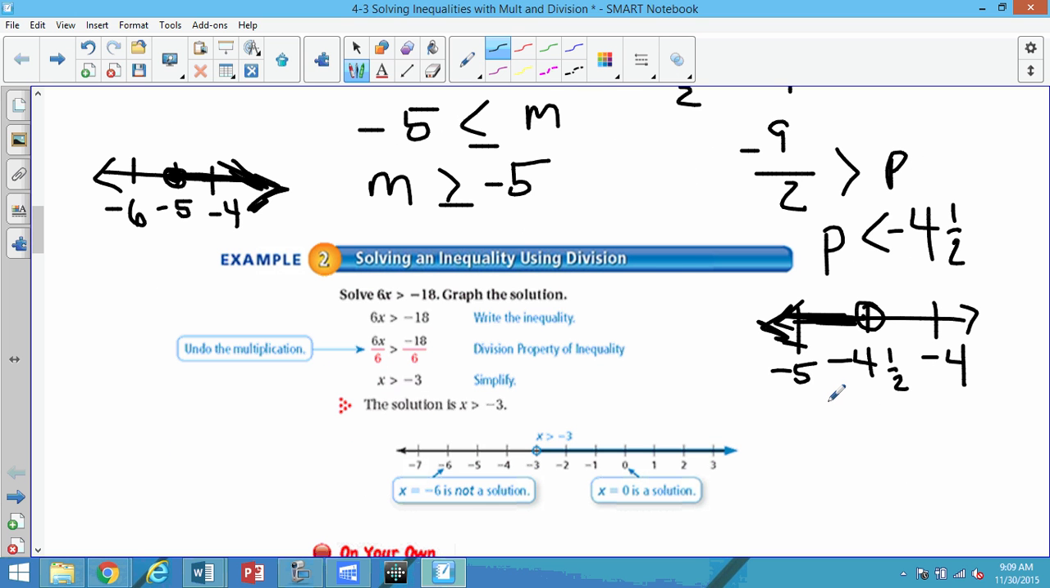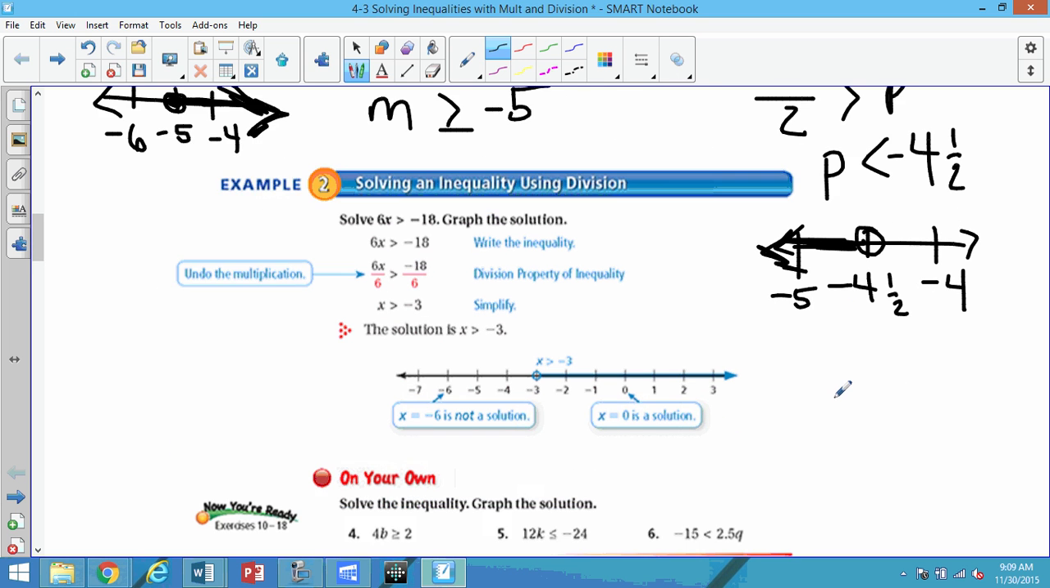All right. So the next example is using division to solve. So here they divided both sides by 6 to get the variable alone. You have 6 times x. They divided both sides by 6 to get the variable alone. You end up with x being greater than -3, and then they graphed it.